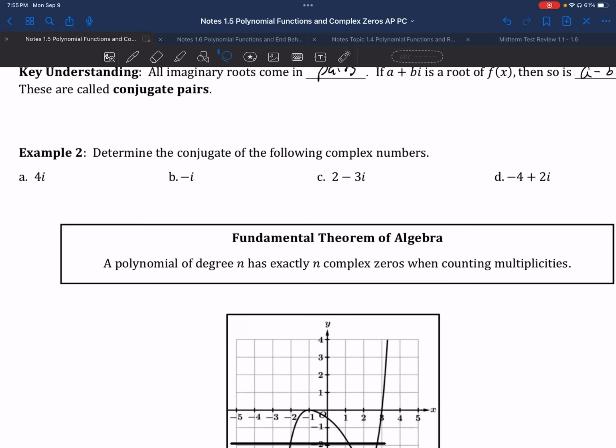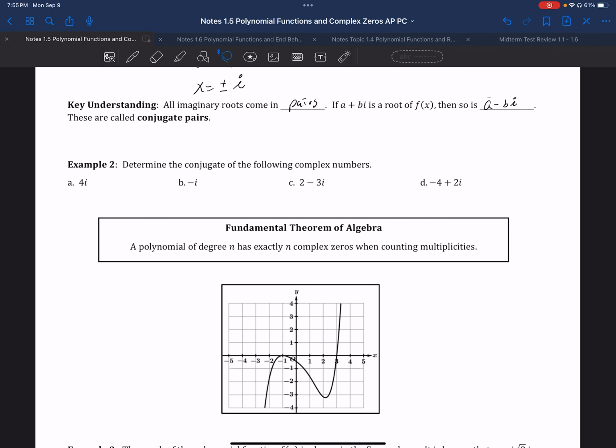So let's look at example 2. They want you to find the conjugate pairs for each of the following complex numbers. So for a, you're doing 4i. So again, it's just going to be negative 4i, since that's only this part of the equation, the right side. For b, we're going to do the same thing. So instead of it being negative i, the conjugate will be positive i. And then for c and d, you can see that they're already using both parts, the left and the right.